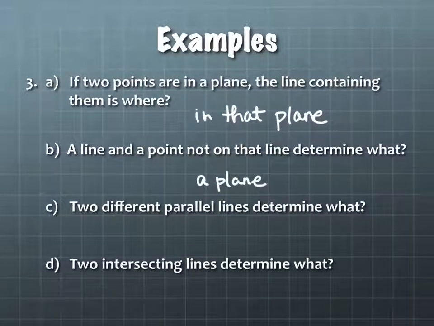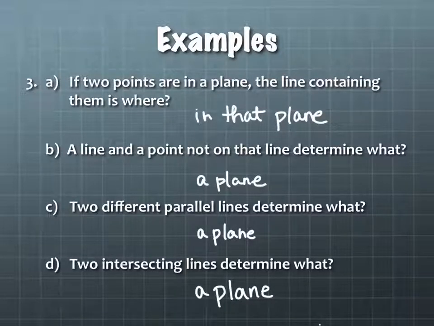Two different parallel lines. Think my sides of my classroom. If we were to somehow connect them, what will they determine? What will they create? A plane. Do you see a pattern? Okay, just checking. Yeah, this is a plane as well. And two intersecting lines determine what? A plane. So a plane can be created in a number of different ways. It can be created by two parallel lines, two intersecting lines, a line and a point not on the line. They all create a plane.